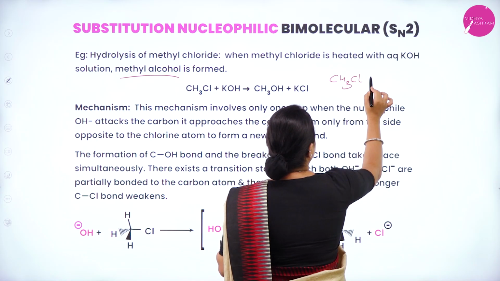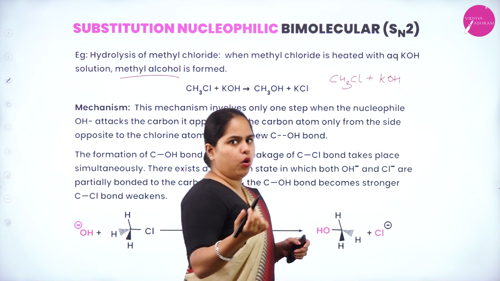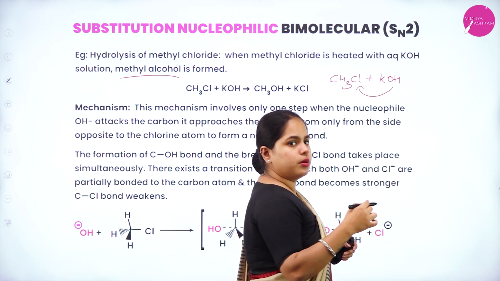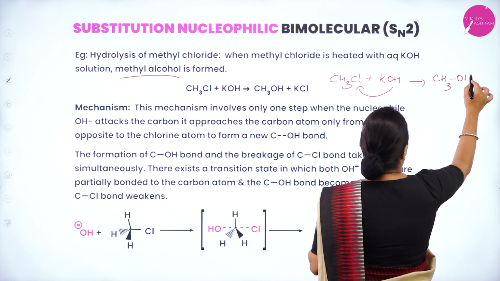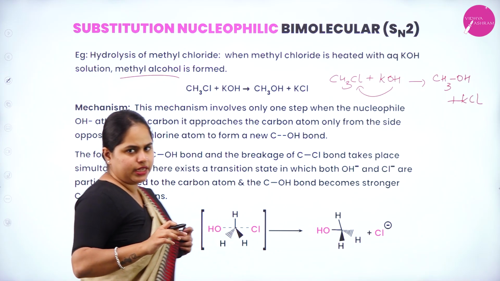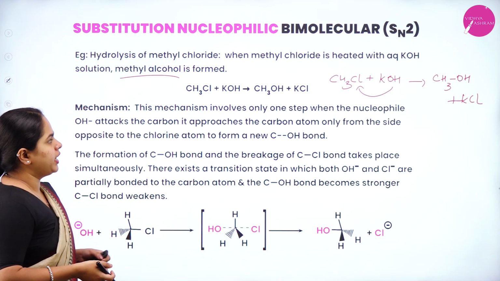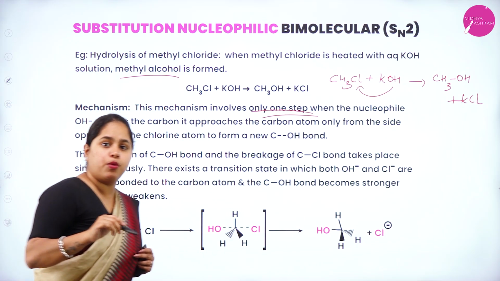CH3Cl. And in presence of KOH, which is the nucleophile again, it will be OH minus. So what happens? OH minus will be substituted in place of Cl, right? So you will get CH3OH, which is alcohol, and you will have KCl. So this is the reaction which is taking place. Now in detail, we are going to discuss that. So this mechanism involves only one step. Okay, so this is important to remember.